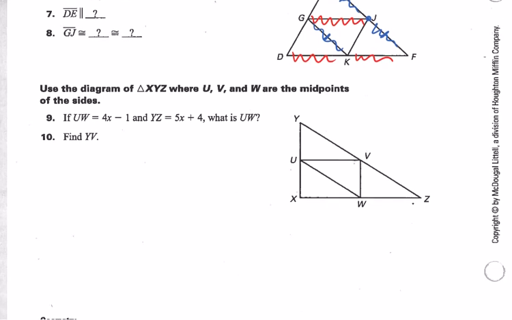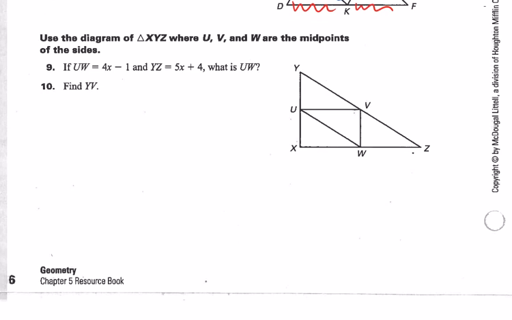So I can do something like number 9 and 10 with a little bit more complex math. Here's UW, it is 4x minus 1, and we are given YZ, which is the whole side, 5x plus 4. So right away we know that they're not equal. Look at UW, it's a lot smaller. But if I double UW, so I multiply it by 2, it is going to equal that whole side, because the mid-segment is half of the base it's parallel to.